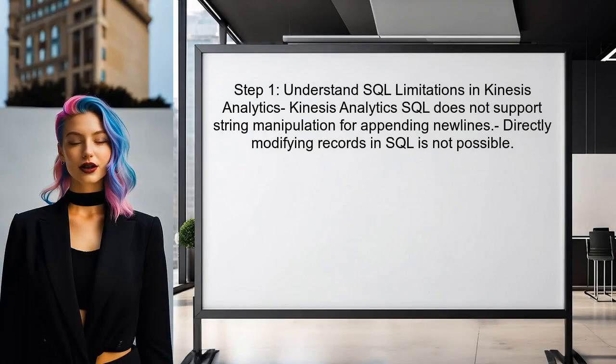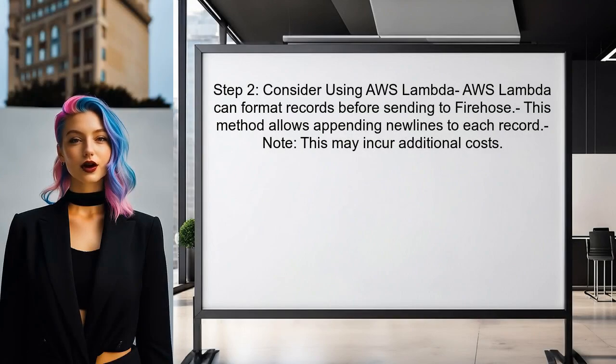To address the user's concern about appending new lines to AWS Firehose records, we will first explore the SQL capabilities of Kinesis Analytics. Unfortunately, the SQL syntax does not support direct string manipulation to append new lines. Next, the user can consider using a Lambda function as a data formatter. While this may seem expensive, it is a common approach to modify records before they are sent to the output stream.